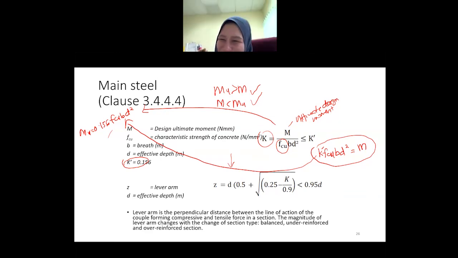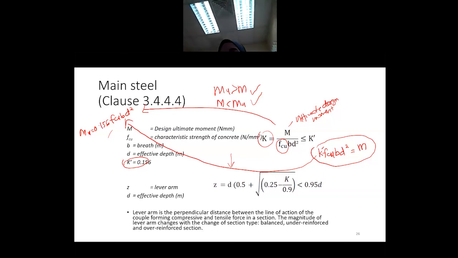Boleh faham tak? Kalau tak faham, I tak tahu lah nak cakap macam mana. Nak cerita pun susah. Faham or not? Do you guys understand? Okay, so we only have like 10 minutes to go. Okay, so I hope that you understand on that.